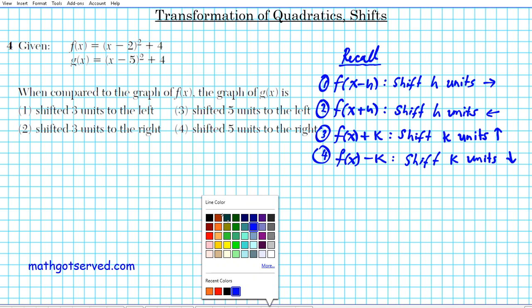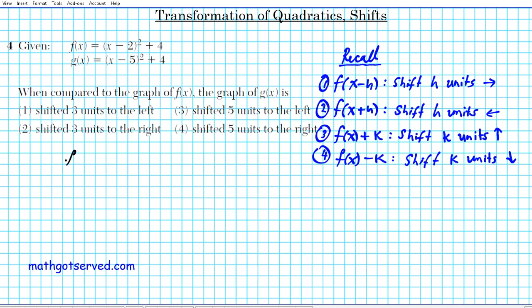Alrighty. Now let's go ahead and attack the problem. f of x equals the quantity x minus 2 squared plus 4. Now this is where we are starting from. We're going from this function to this function right here, g of x equals x minus 5 squared plus 4. So the question is, what alteration was applied to f of x to go to g of x?